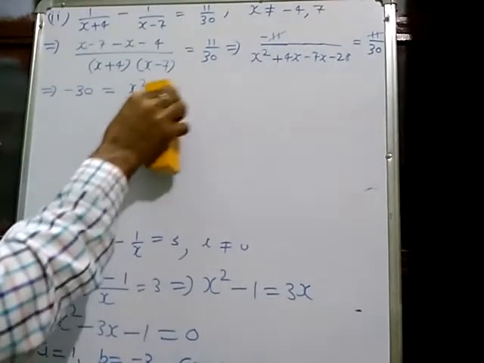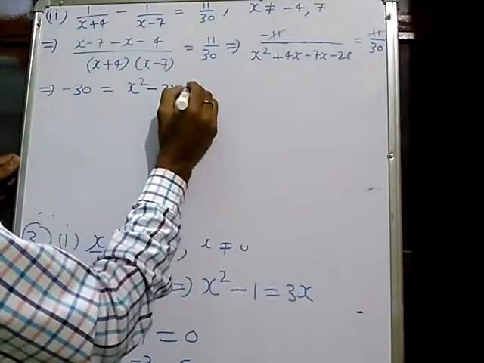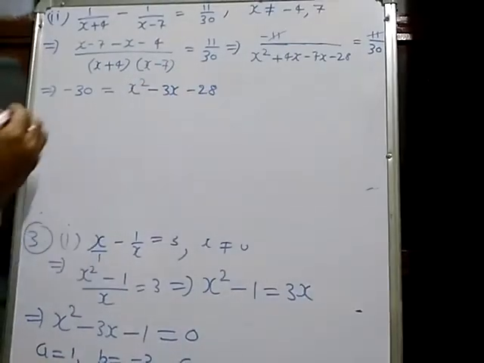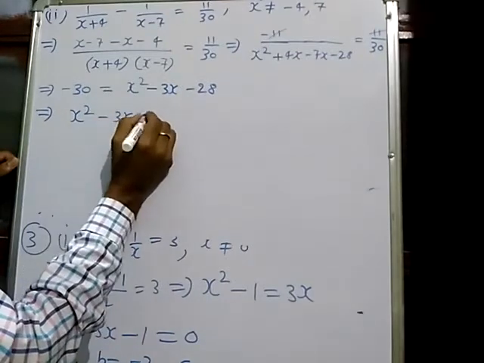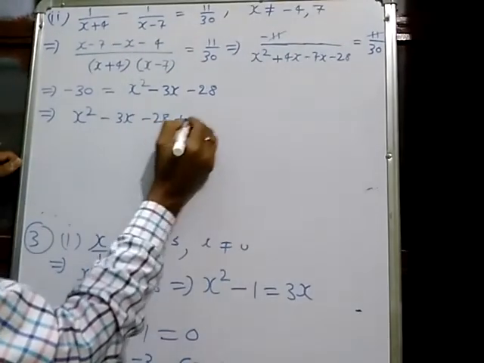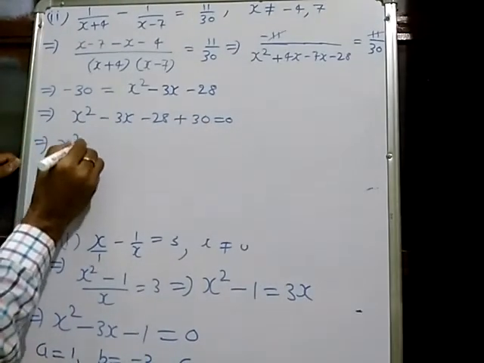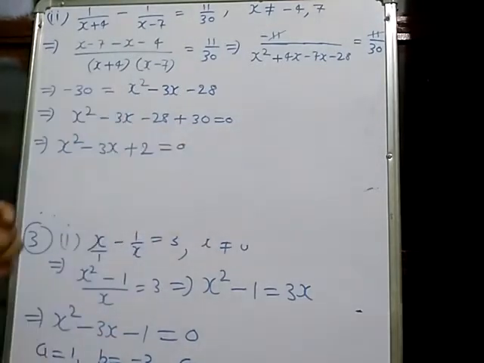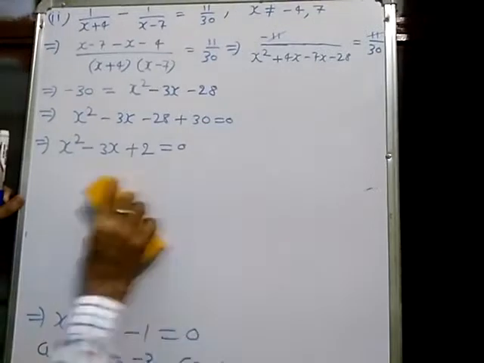4x minus 7x. What is 4x minus 7x? Minus 3x and minus 28. If we transpose minus 30 to the other side, it becomes x square minus 3x minus 28 plus 30 is equal to 0. So it becomes x square minus 3x plus 2 is equal to 0. Correct? x square minus 3x plus 2 is equal to 0. So now we have this equation in standard form.